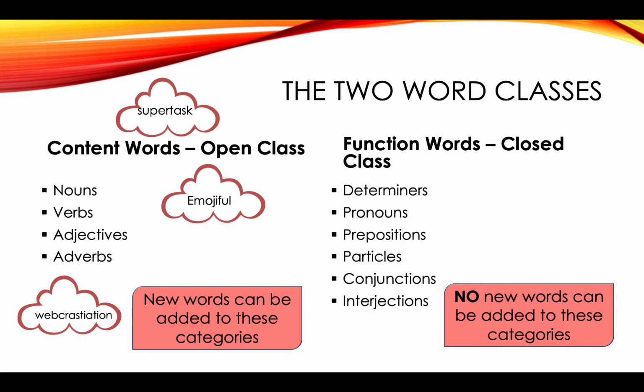The closed class includes such parts of speech as determiners, pronouns, prepositions, particles, conjunctions, and interjections. Their job is to connect other words to each other and show relationships between them. However, new words cannot be easily added to this class. Just take pronouns as an example.